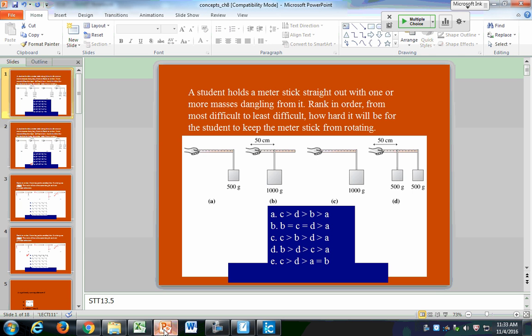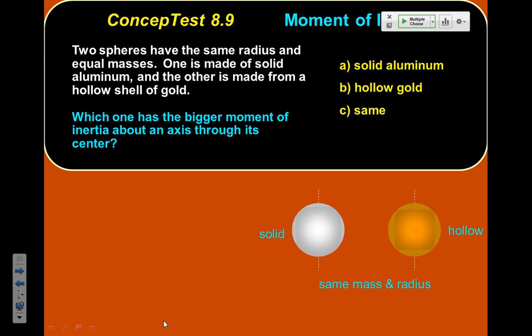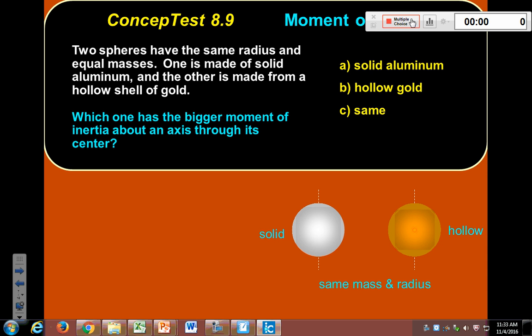Let's do a few more, and then we'll keep up with this. Here we have 2 spheres. They have the same radius, and they have equal masses. Same mass in both these spheres, and they're the same size. But one is aluminum, and the other is made from gold. Gold is a lot more dense than aluminum, so the golden sphere is hollow.